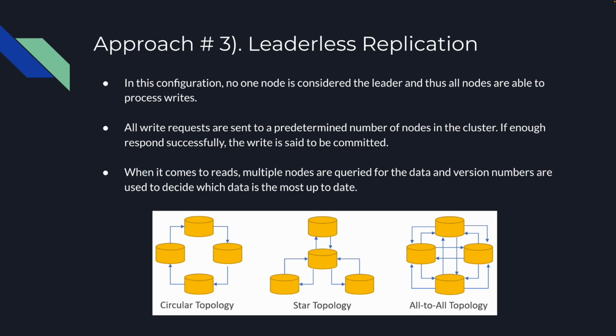In this configuration, no one node is considered to be the leader, and thus all the nodes are able to process writes. All write requests are sent to a predetermined number of nodes in the cluster, and if enough nodes respond successfully, the write is said to be committed. When it comes to reads, multiple nodes are queried for the data, and version numbers are typically used to decide which data is the most up-to-date.